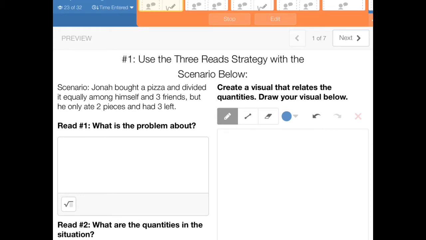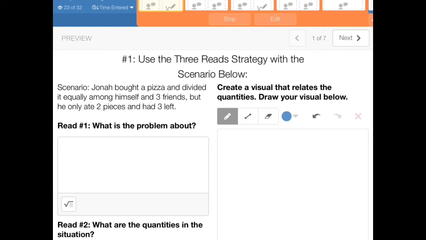All right, here's the Desmos slides we're working on, working with real life scenarios number 2. I'm going to go through the first 5 slides. So, scenario number 1. Jonah bought a pizza and divided it equally among himself and 3 friends, but he only ate 2 pieces and had 3 left. So, what is this problem about?